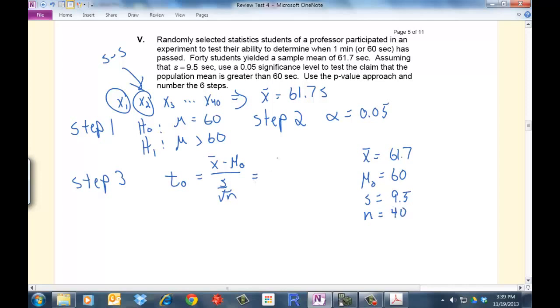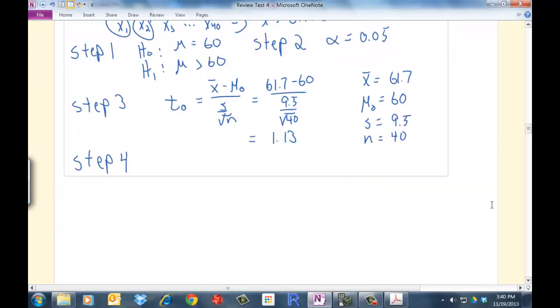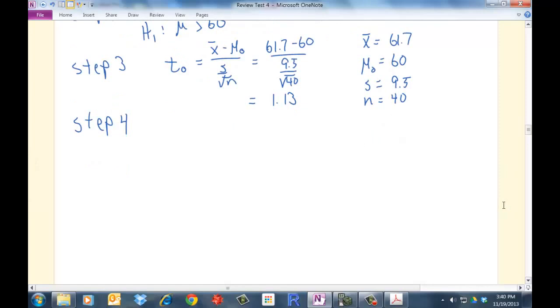So let's see what we get here. So we get positive 1.13. Okay, step 4. We have to choose either a p-value or a classical approach. And I think we're going to stick with the p-value here.